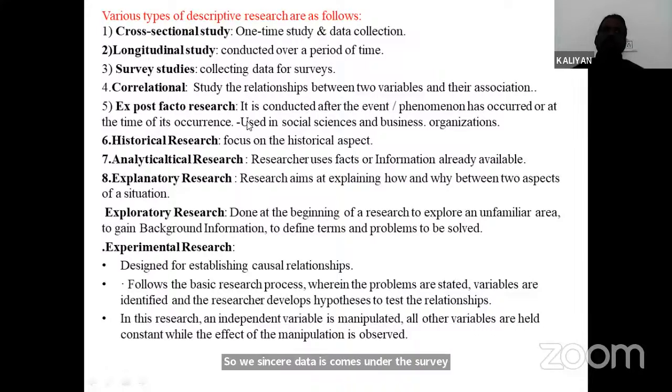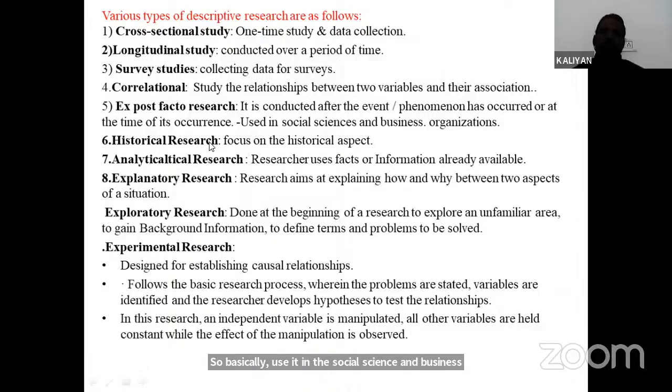And correlation means the relation between two variables and their association. And ex post facto research means it is conducted after the event. So after the event we conduct the study on the particular phenomenon or event. It is basically used in social science, business and organizations.